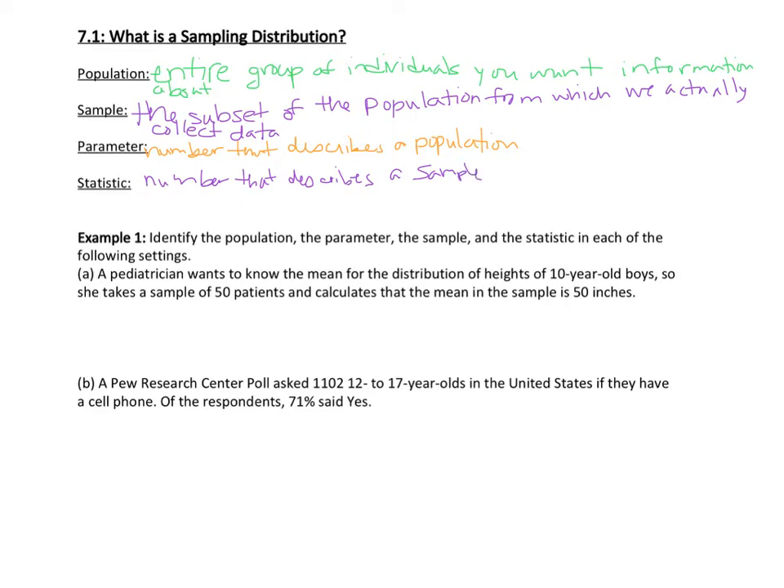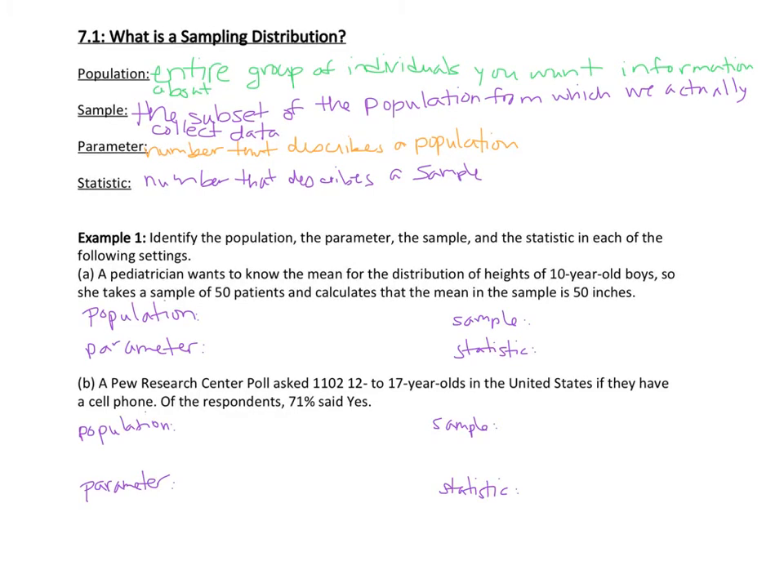So for these examples down here, we are going to identify the population, the parameter, the sample, and the statistic. So for our first example, a pediatrician wants to know the mean for the distribution of heights of 10-year-old boys, so she takes a sample of 50 patients and calculates that the mean in the sample is 50 inches. So the hardest thing on this is just understanding which is which.